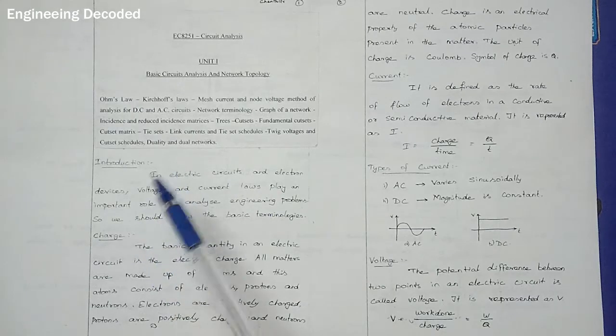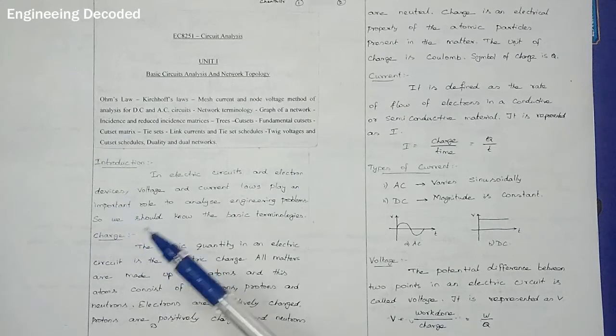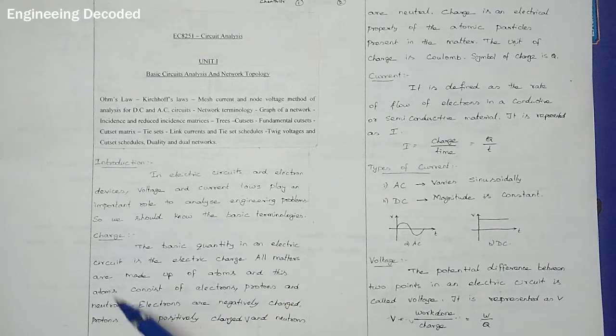Before entering into the topics, we should learn about some basic terminologies so that it will be easy for you to understand. The first thing is charge. Charge is the basic quantity in an electric circuit.